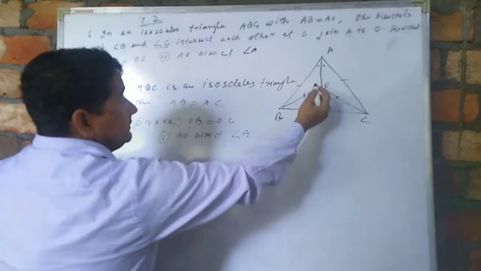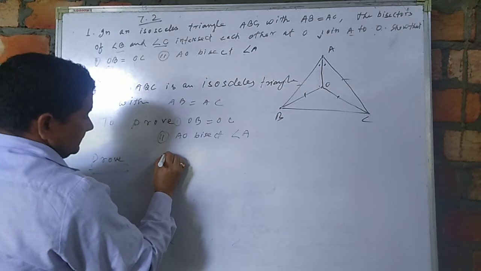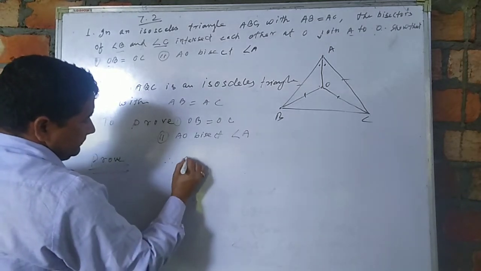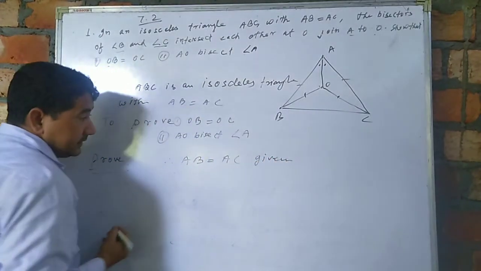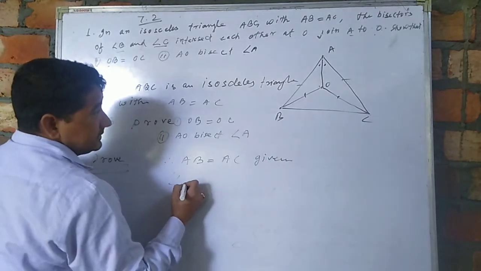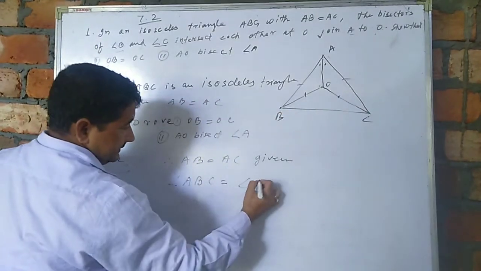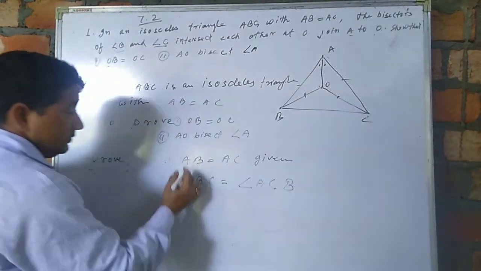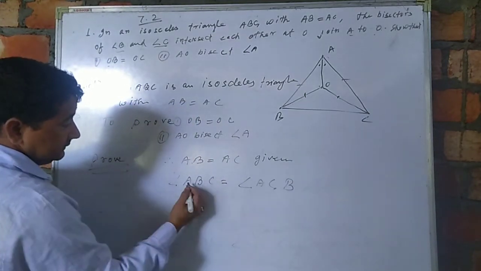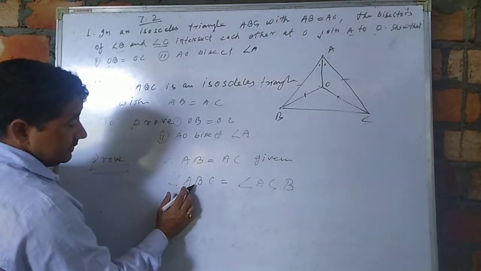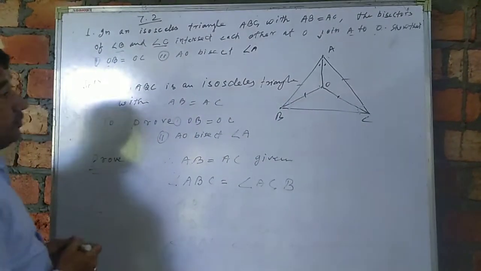Here you can consider triangle ABC is an isosceles triangle, AB equal to AC is given. Then we can write angle ABC equal to angle ACB. Opposite sides of a triangle are equal, so angles are equal by theorem 7.2, we got angle B equal to angle C.